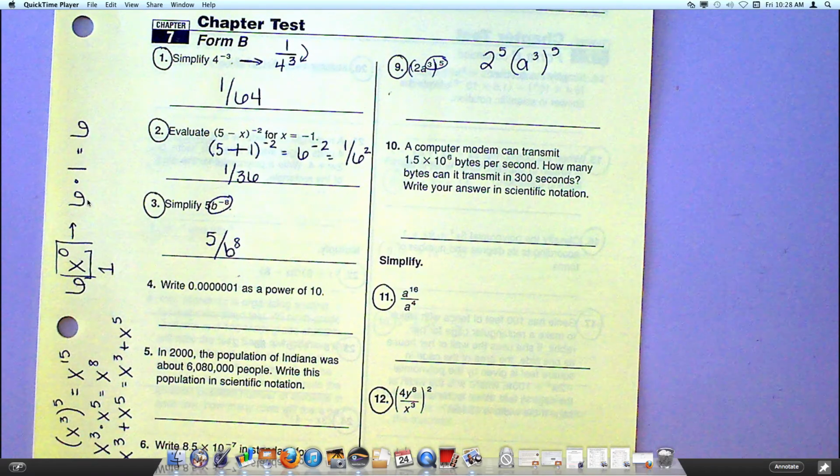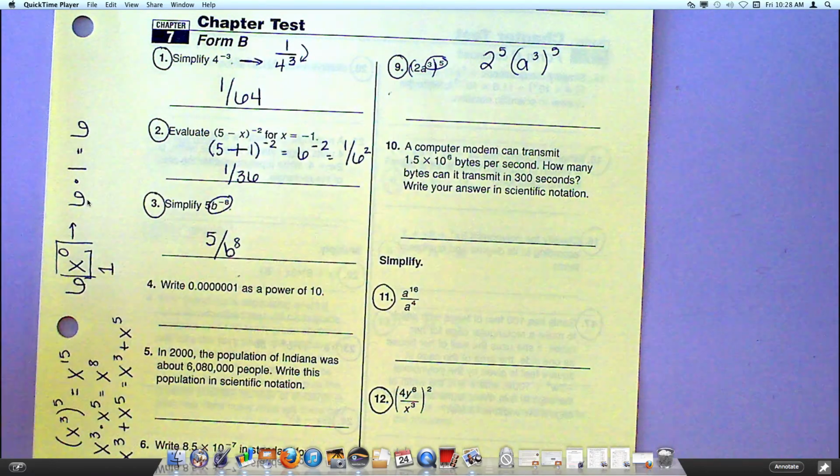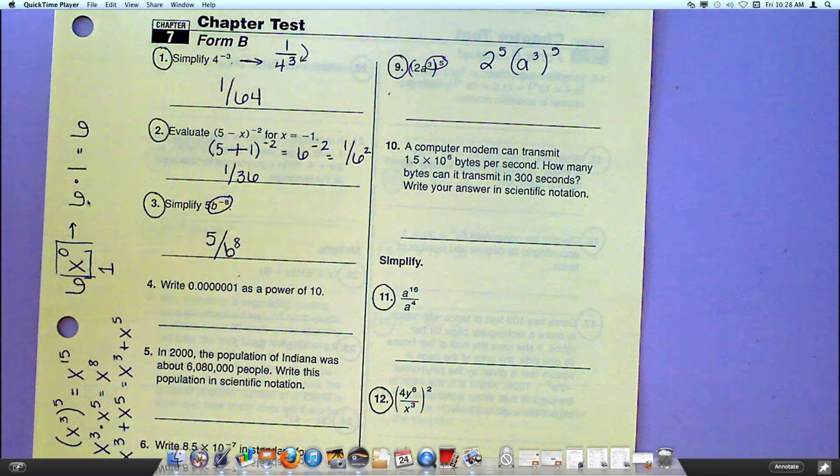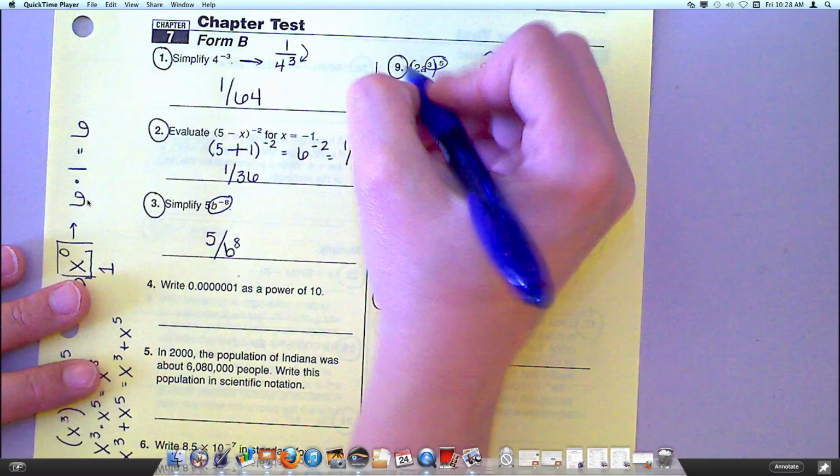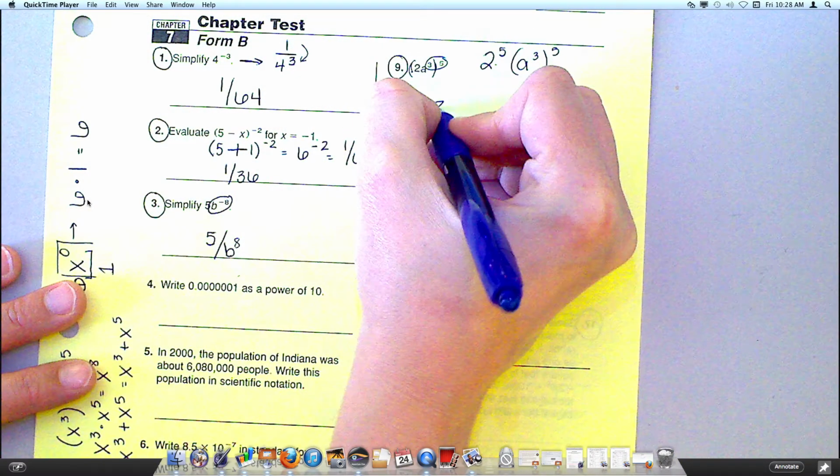Okay, 2 to the 5th power in your calculator. What does that mean when you do 2 to the 5th power? Yeah, 2 times 2 times 2 times 2 times 2, 5 times. So 2 to the 5th is 32.